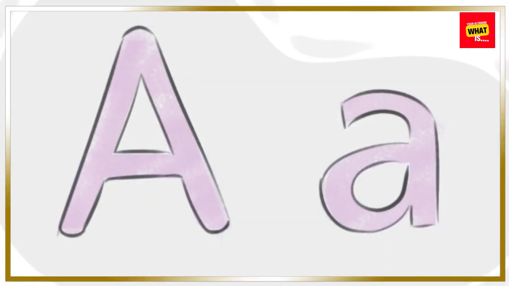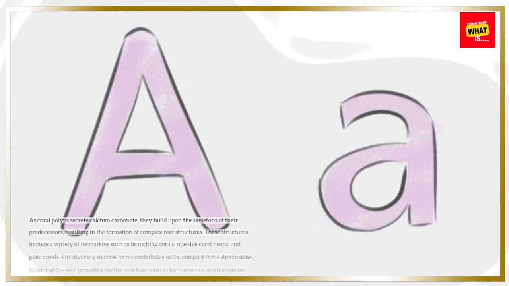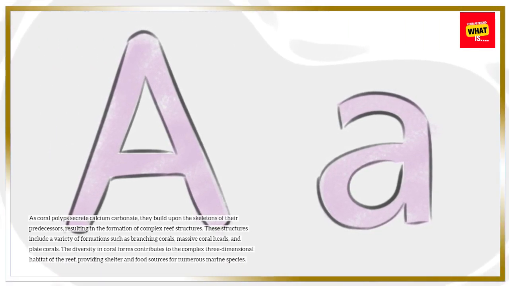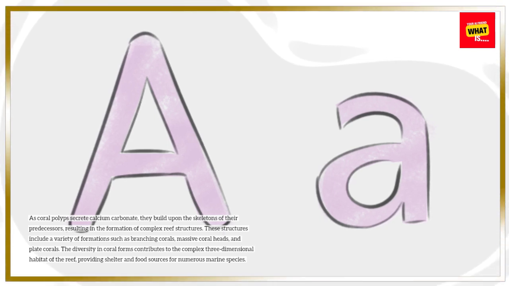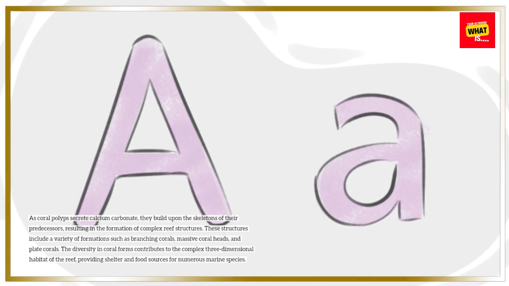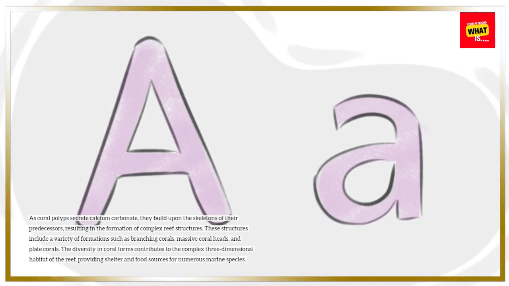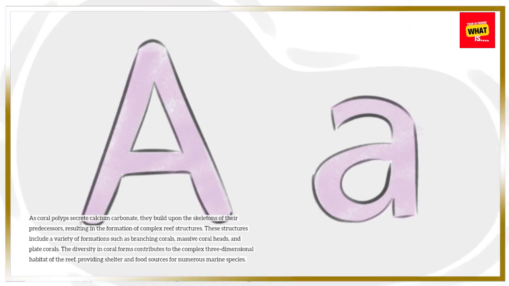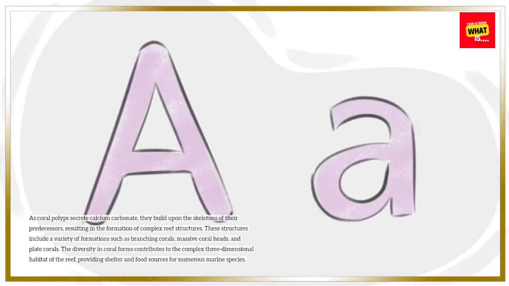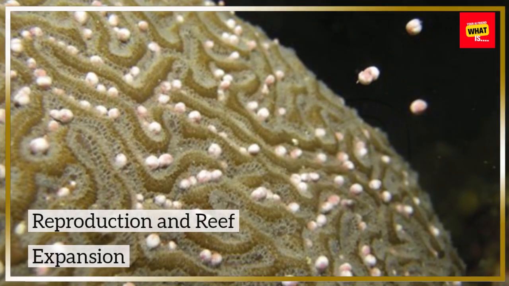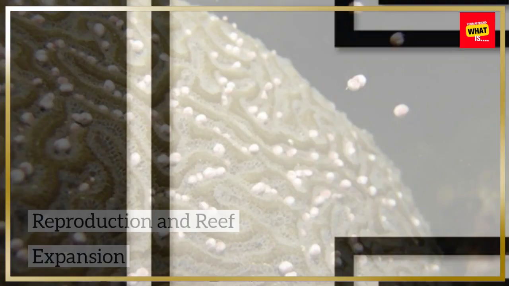Reef growth and structure. As coral polyps secrete calcium carbonate, they build upon the skeletons of their predecessors, resulting in the formation of complex reef structures. These structures include a variety of formations such as branching corals, massive coral heads, and plate corals. The diversity in coral forms contributes to the complex three-dimensional habitat of the reef, providing shelter and food sources for numerous marine species.